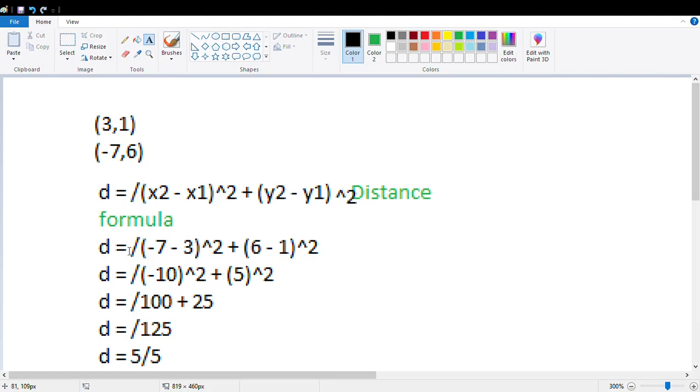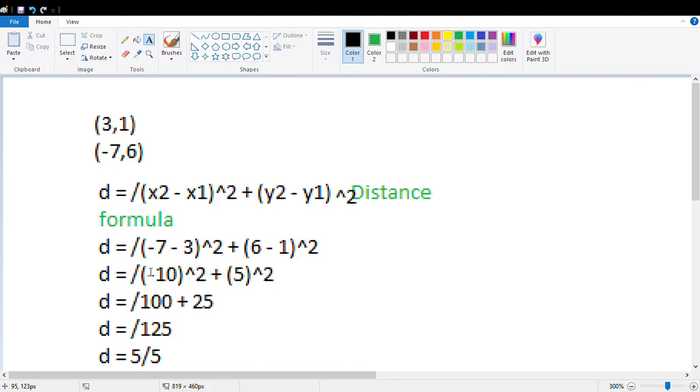Now, let's replace our values. So x sub 2, what is our x sub 2? -7. Then x sub 1, which is 3, raised to 2 plus y sub 2, which is 6, minus y sub 1, which is what? Raised to 2.